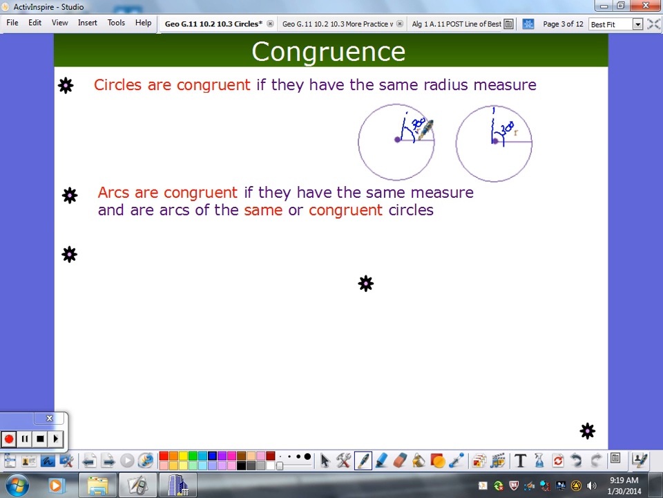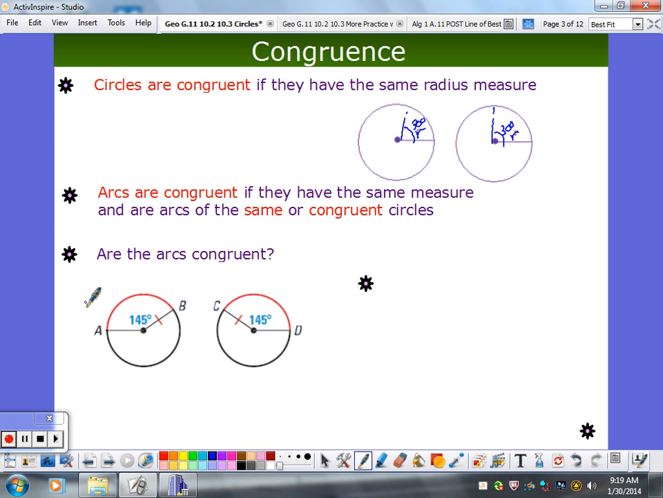However, the radii must also be congruent. So are these arcs congruent? I've got two circles here, and we're talking about the red pieces. They both open up 145 degrees, so that's one thing to look at. And are their radii congruent? Yes. So the arcs are congruent because both the angles and the radii are congruent in those circles.